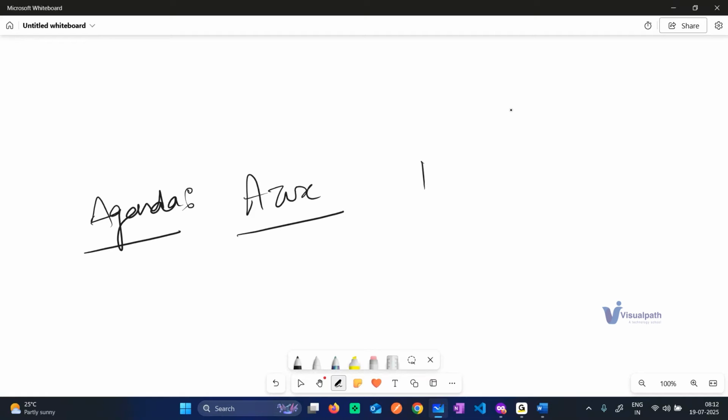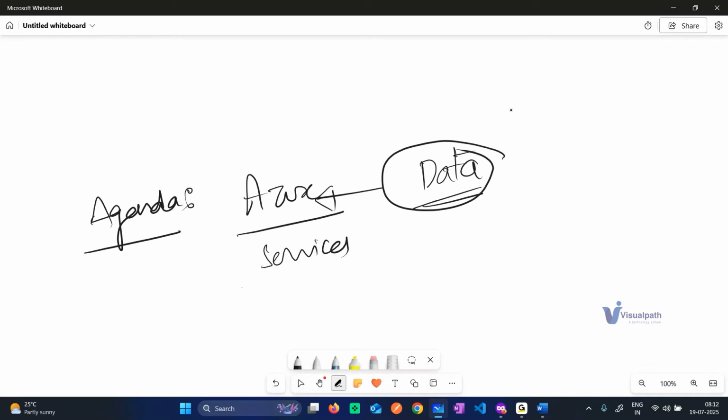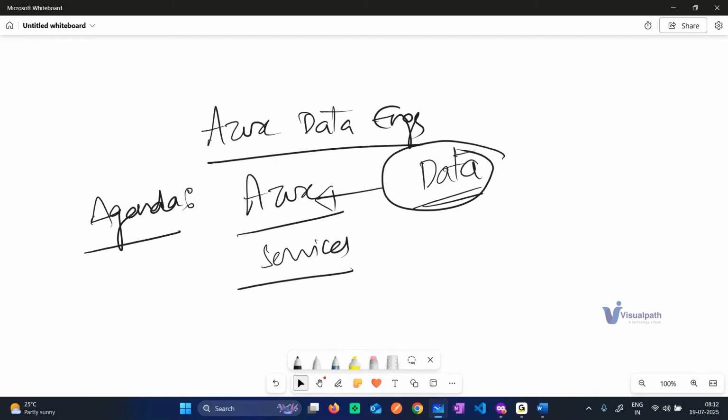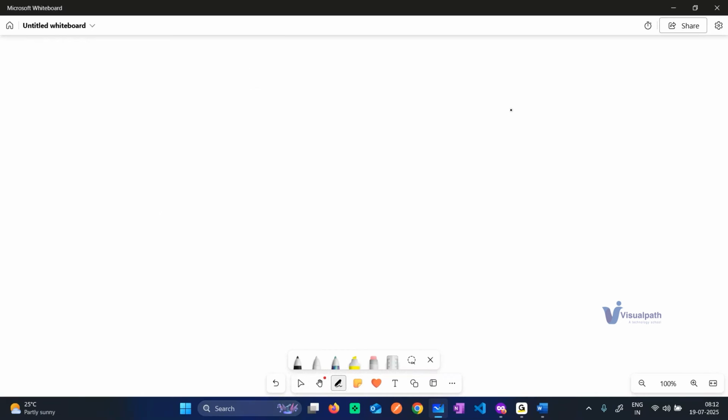Now, participants, what is the agenda for today? The agenda is very simple: what Microsoft Azure has to offer towards data, so that you can build your skills on data and use Microsoft services. Technically this can be called Azure Data Engineering. So I want to do data engineering around Azure, and the agenda gets simplified by addressing the requirement as Azure Data Engineering.